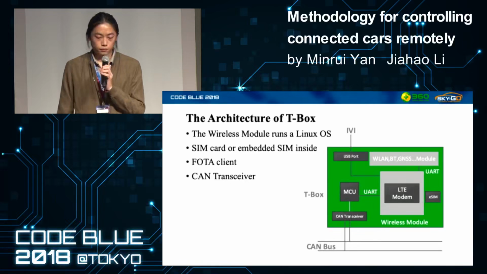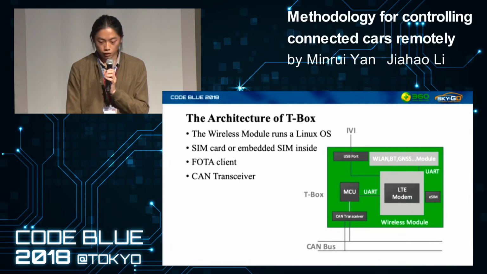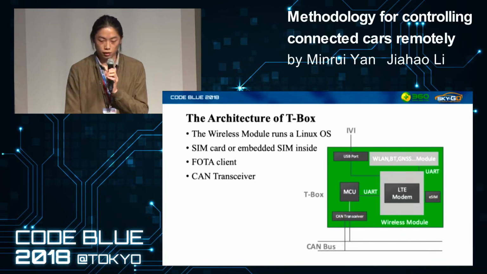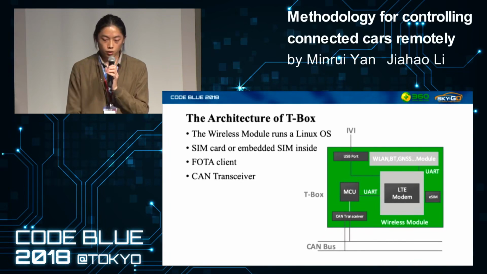Let's take a look at what is in the T-box and what they can do. Usually, the MCU connects to the SoC via a serial port. The SoC stands for system on chip, and the serial port is UART or GPIO. And they are all connected with an Ethernet switch. The T-box connects to the RVI via USB.